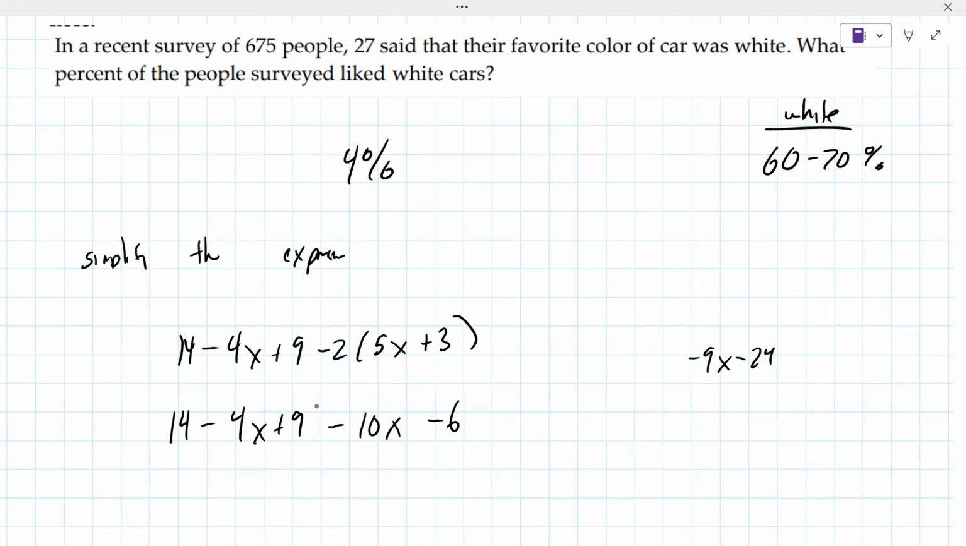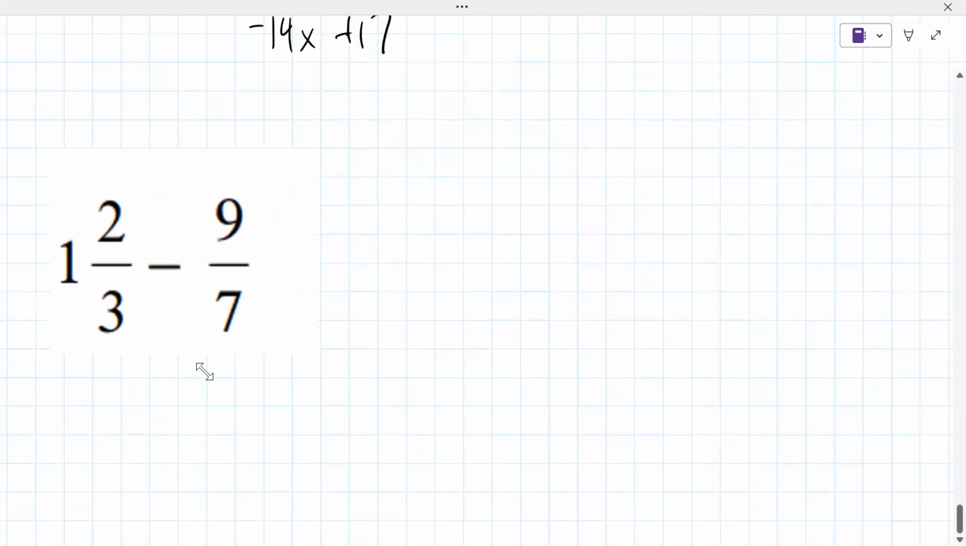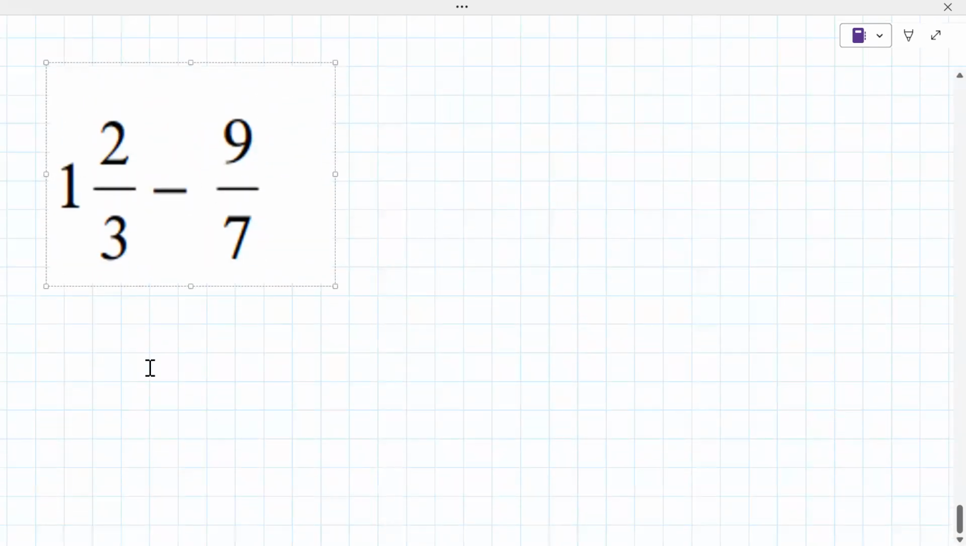Negative 17 minus negative 14x. Okay, something like that. All right, good. Go back to some fractions. Could you simplify this, please?